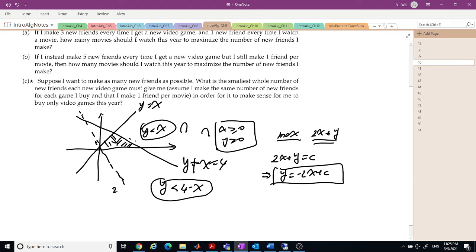Right? This is 2x plus y equals 0, right? So 2x plus y equals c is a set of parallel lines moving across this region. What we want to see is which line gives the biggest y-intercept, because c is the y-intercept.